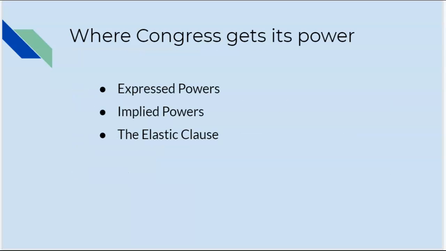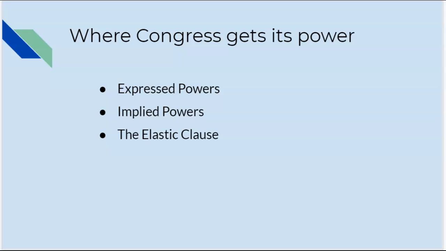So starting off, where does Congress get its powers? It gets its powers from the express powers, and those are powers given to Congress explicitly in the Constitution. It also has power from implied powers. So these are powers that Congress has that are not explicitly stated in the Constitution, but it still is able to retain. And then lastly, it also gets powers from the Elastic Clause.